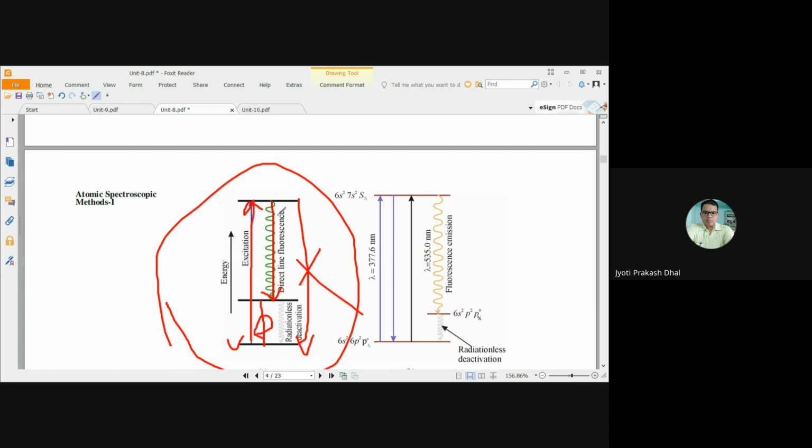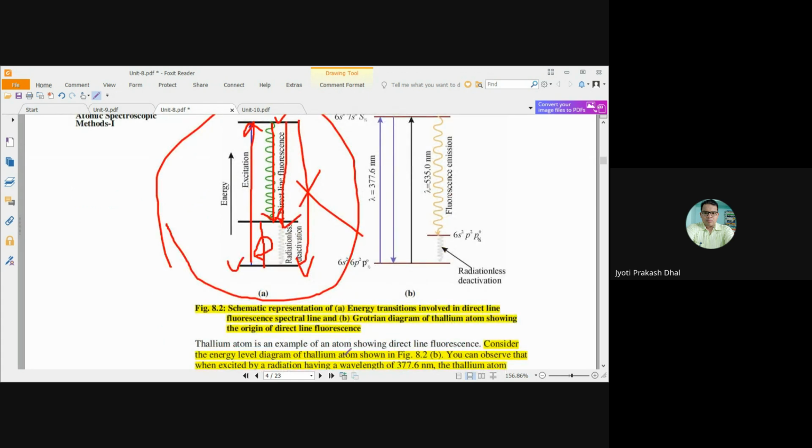Only the spectra can be analyzed when the atom comes back from the excited state to the intermediate state by emitting electromagnetic radiation with lower frequency or longer wavelength, because here the energy difference between the excited state and the intermediate energy level is less. And it can be understood by taking one example.